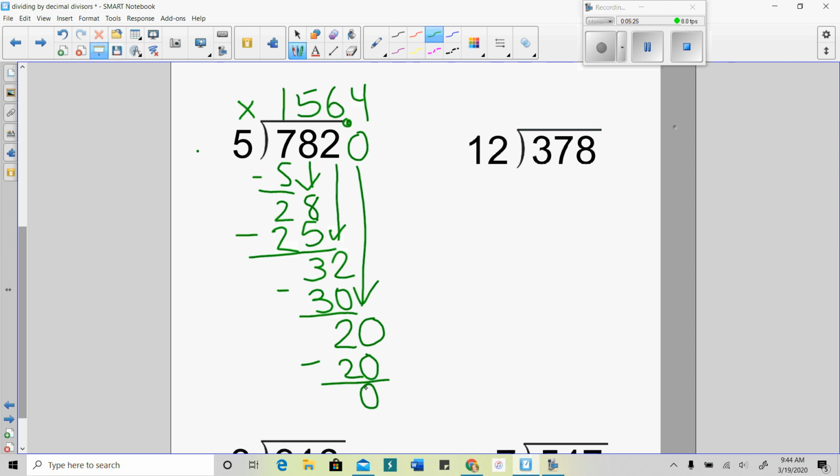Okay, so pause it and set up your next one. So on the next one, dividing by a 2-digit divisor this time. So 12 will not go into 3. So I need to put a placeholder 0. That's going to be important to line up the decimal later. But 12 will go into 37 3 times, because 3 times 12 is 36.